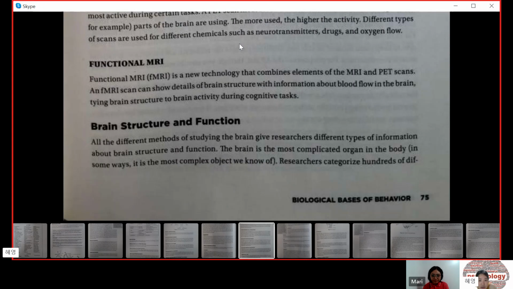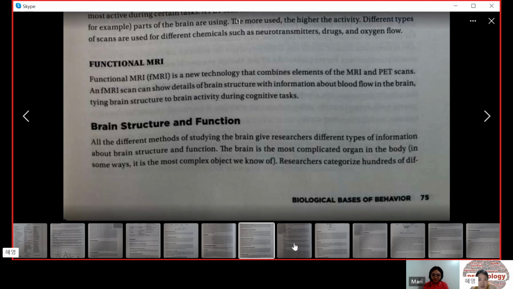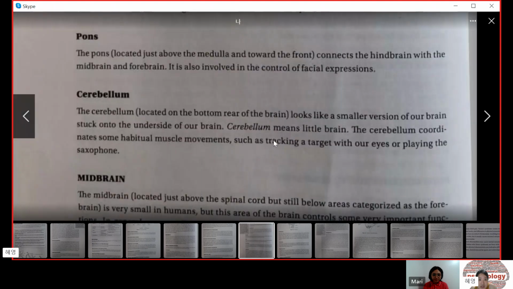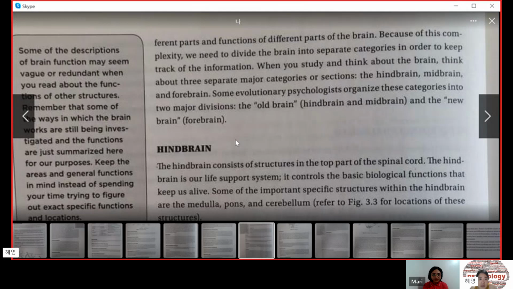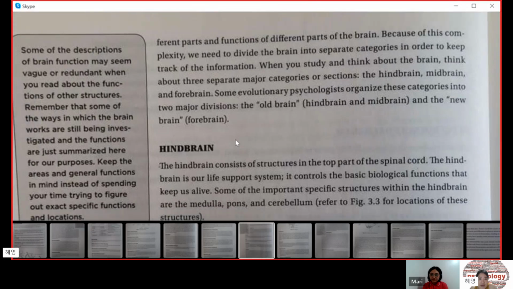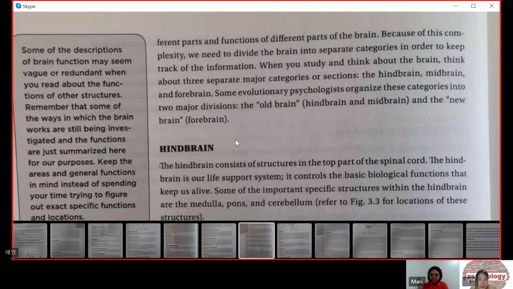The brain is the most complicated organ in the body. It is really a complicated organ. In some ways, it is the most complex object we know of. Researchers categorize hundreds of different parts and functions of different parts of the brain.